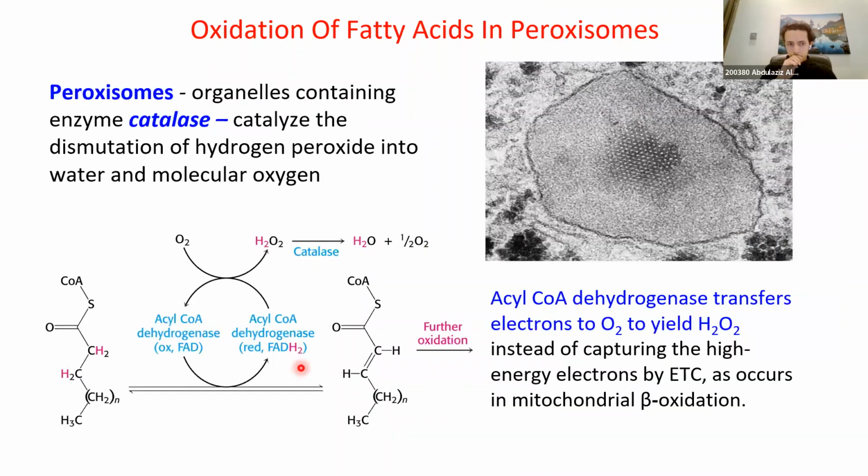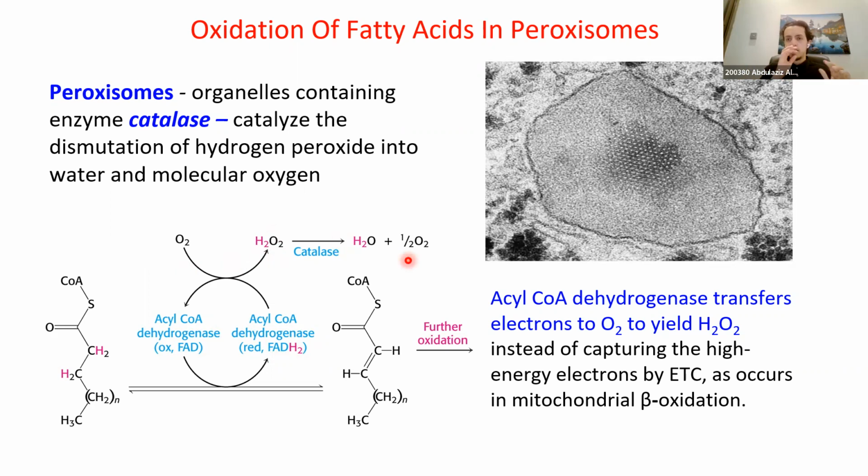Essentially, instead of adding the hydrogen onto FAD, it will add it onto O2, onto oxygen, and will create what we call H2O2. And catalase will then basically break down this hydrogen peroxide, H2O2, into water and oxygen. So that's all it is.